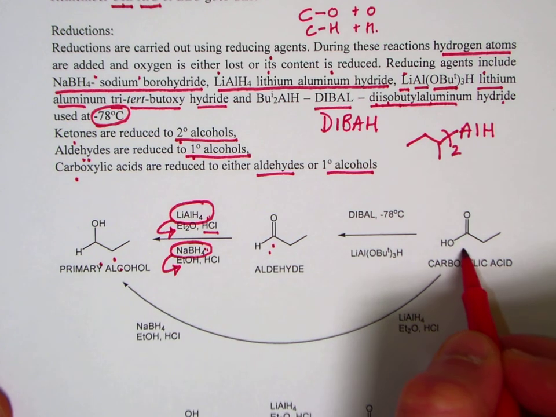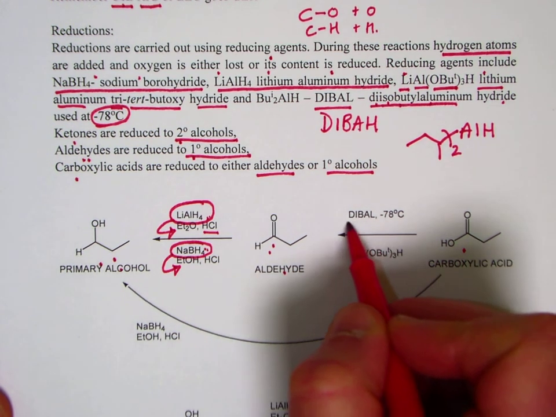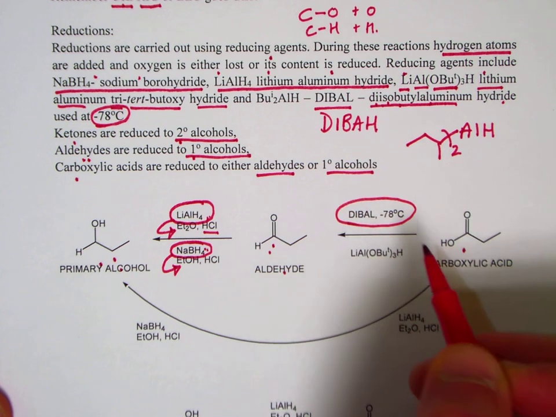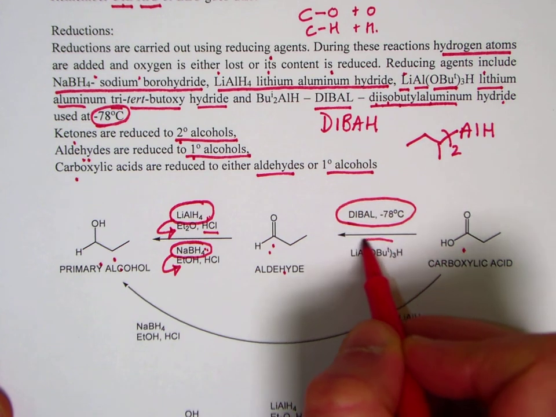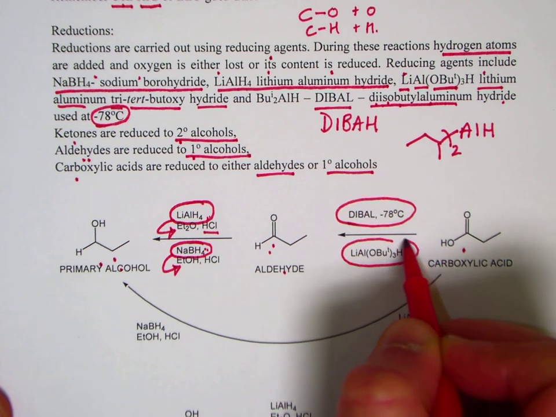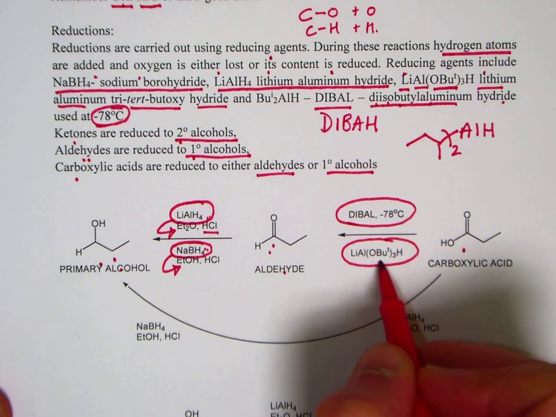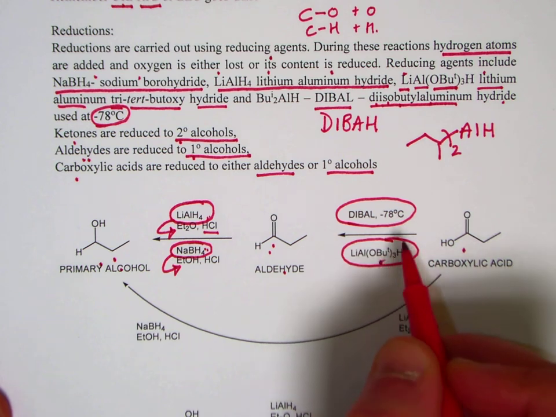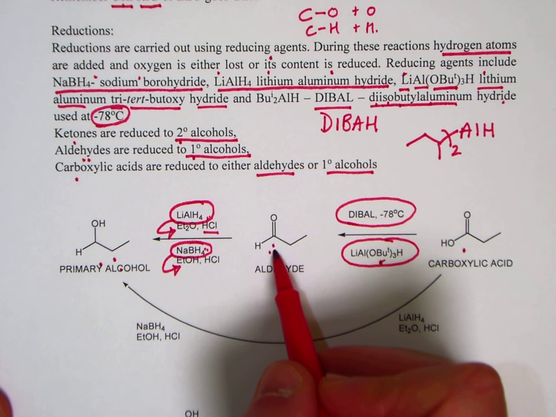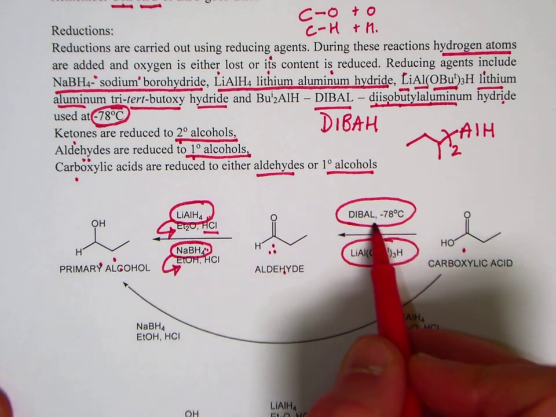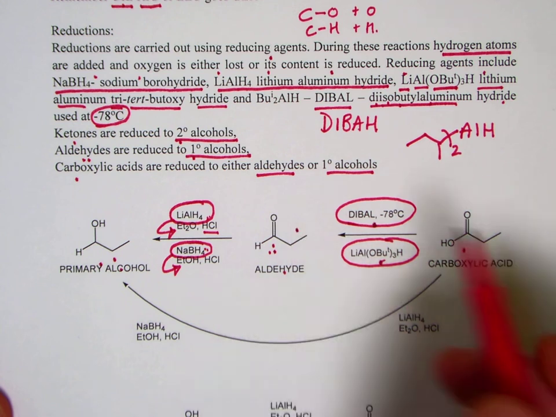In order to reduce a carboxylic acid to an aldehyde, we can use either DIBAL at minus 78 degrees C, or we can use the lithium aluminum tri-tert-butoxyhydride. As I mentioned, the tri-tert-butoxy group is sterically hindered, which selectively allows us to only reduce to an aldehyde, and the DIBAL is at minus 78 degrees C again, sterically hindered, lower temperature to the aldehyde.